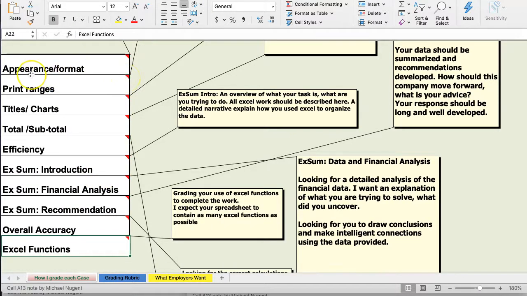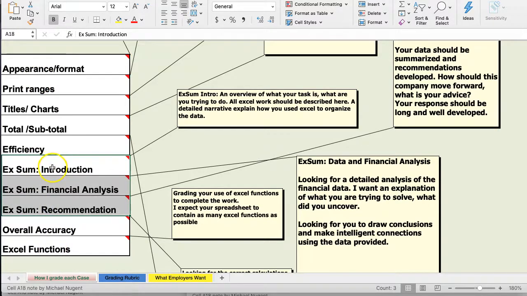Now, in my previous video, I talked about these things that have to be done. The appearance and format, the print ranges, titles and charts, totals and subtotals, efficiency, executive summary. So this is what we're going to focus on today: executive summary introduction, financial analysis, and recommendations. These other grading areas are important too, but today I just want to focus specifically on these three.